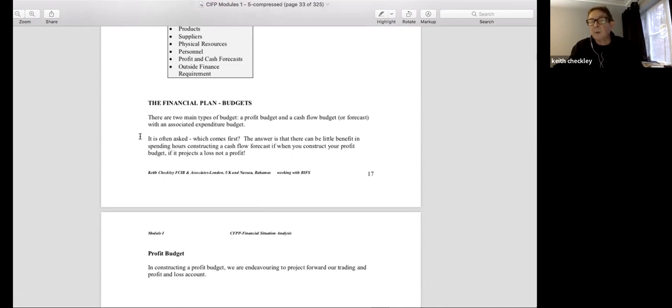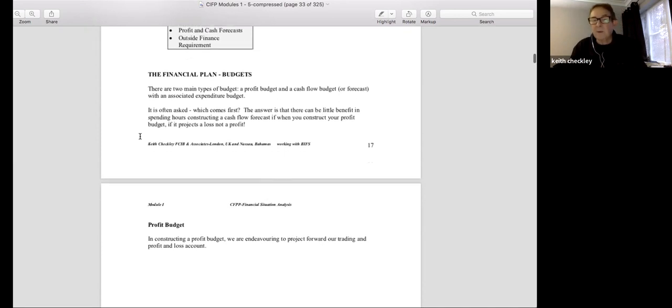Now a client may ask you, "Which should I do first? Do I do the profit budget or do I do the cash flow budget?" Well, in our opinion, it's best to start with the profit budget because it could take the client hours and hours to construct a cash flow budget or a cash flow forecast. But if they then look at the profit budget and it projects a loss and not a profit, then the cash flows are instantly going to be changed because they're going to have to overcome these initial cash flow deficits. So we'd recommend they start with a profit budget.